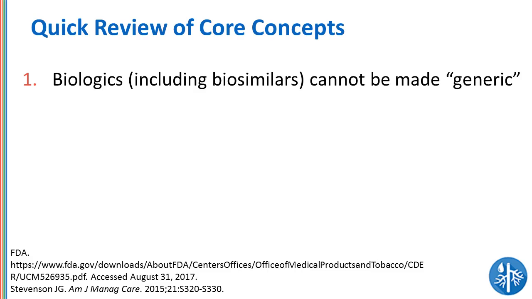So a quick review of the core concepts. The first most important point is that a biologic, including a biosimilar, cannot really be made generic, and we'll explain this more as we move forward. The reason for this is that these are complex molecules. There's complexity, and I think most importantly, there's variation over time, which is natural. It is impossible for a biologic to be exactly the same from batch to batch and month to month and year to year. So this is a natural situation with biologics, and this includes biosimilars.